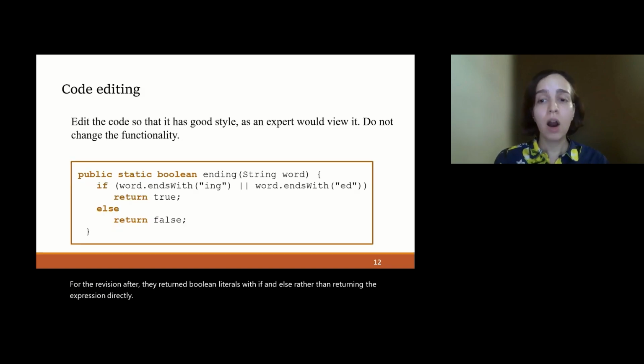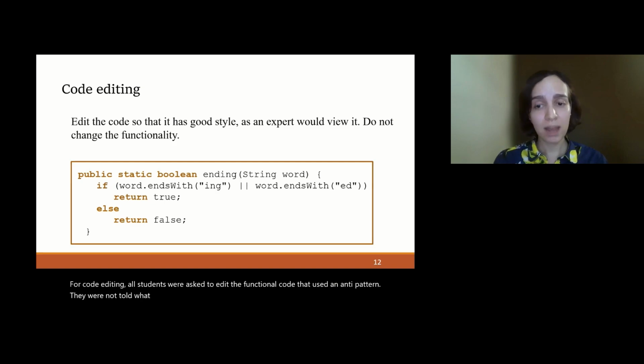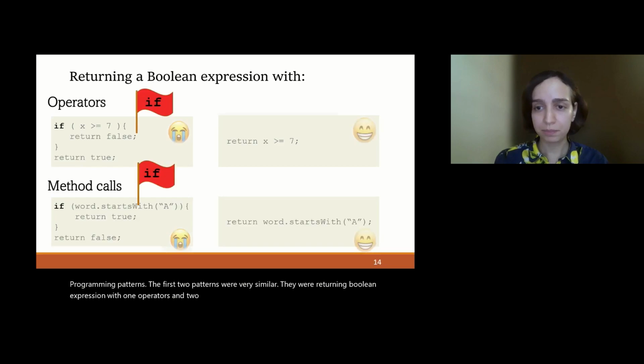For code editing, all students were asked to edit functional code that used an anti-pattern. They were not told what the anti-pattern was or how to fix it. All of the tasks targeted 3 pedagogically important programming patterns. The first 2 patterns were very similar. They were returning a Boolean expression with 1 operator and 2 method calls.